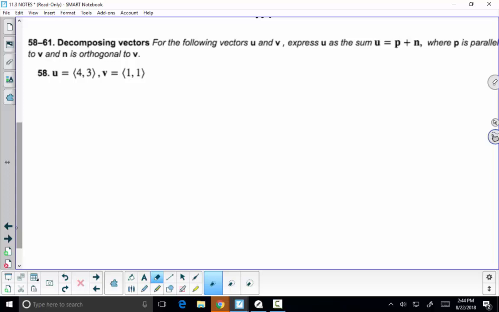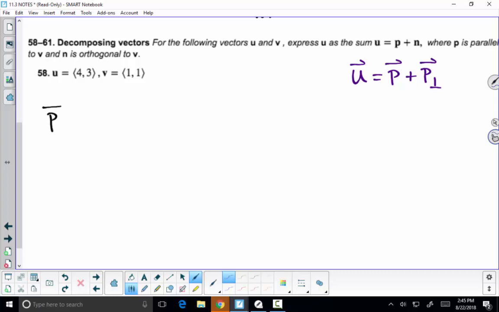Now here, they write the normal vector instead of p perp. I really like to leave this second vector as p perpendicular. I feel like it's a little bit easier to visualize that those vectors are really connected. P and p perp are coming together at a right angle. So let's figure out p.